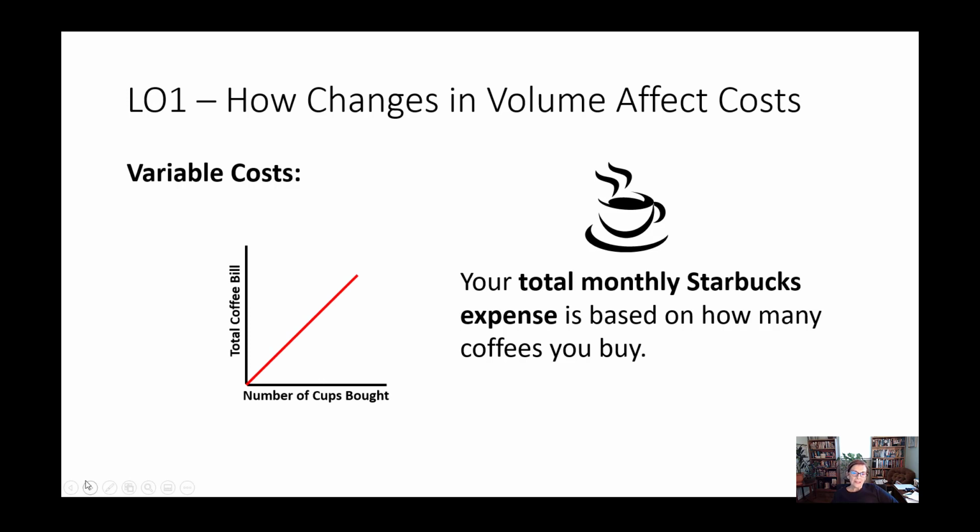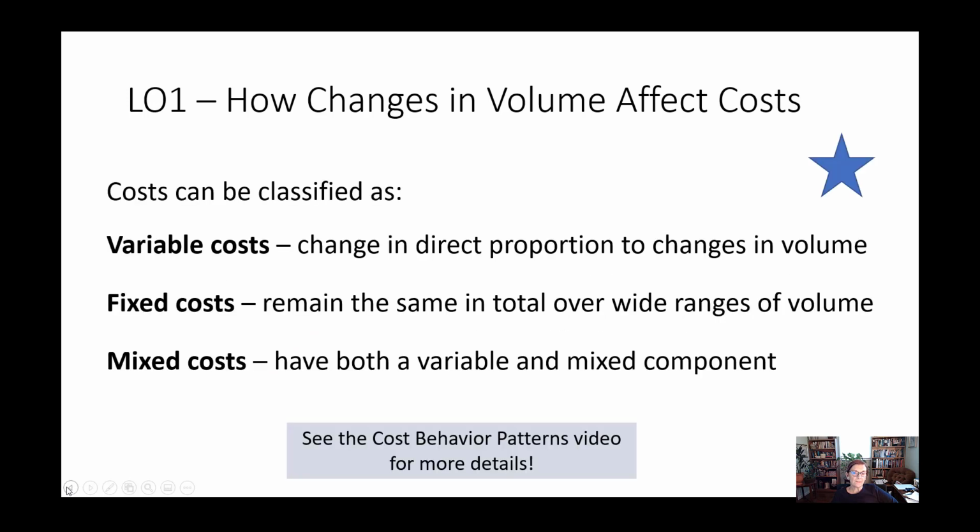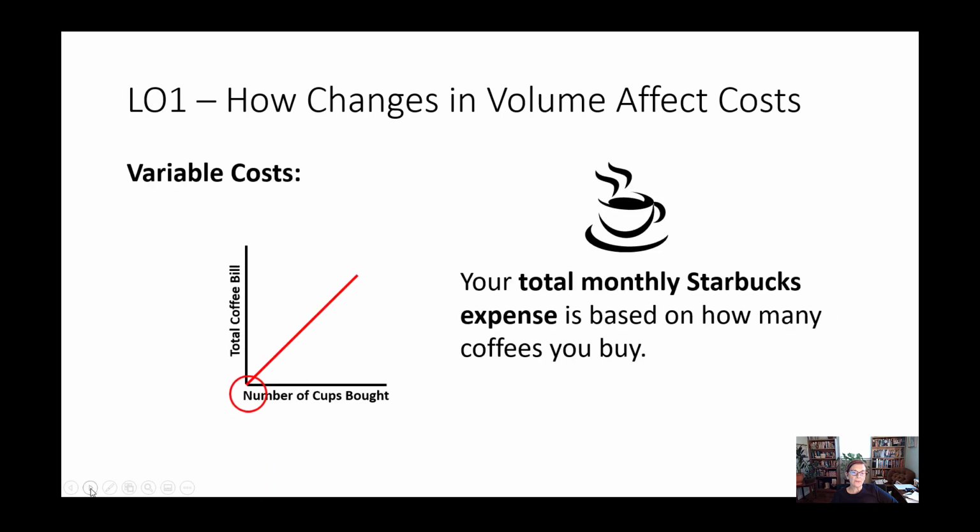All right, so let's take a personal example, right? Let's say you love Starbucks and the drink that you love costs $4. I know that might be a little bit unrealistic, but let's just say that's the way it is. All right, so your total monthly Starbucks expense is a variable cost. It is based on how many coffees you buy. So remember what we said about variable costs. They change in direct proportion to changes in volume. So if the volume of coffee goes up, then your bill goes up, right?